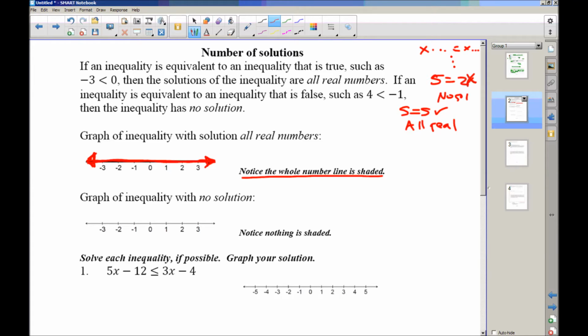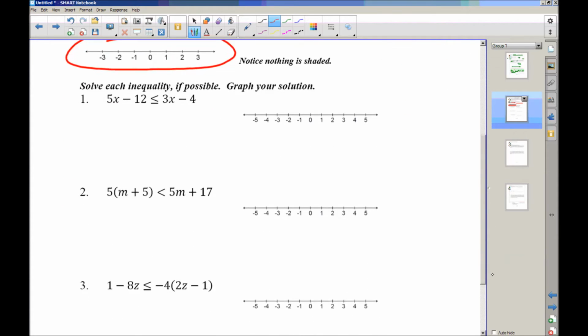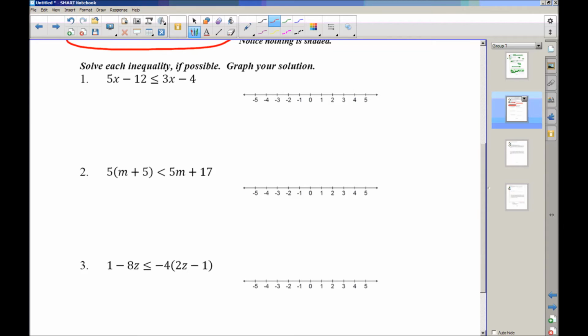And here's a graph of inequality with no solution. And notice that nothing is shaded. We have a completely blank graph. All right, solve each inequality if possible, graph your solution. So just like when we solved equations that could have had no solution, one solution, or infinite solutions, we put these words "if possible" here.